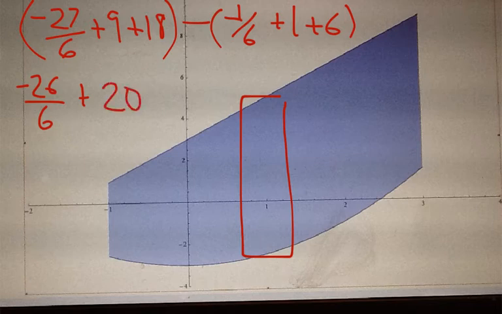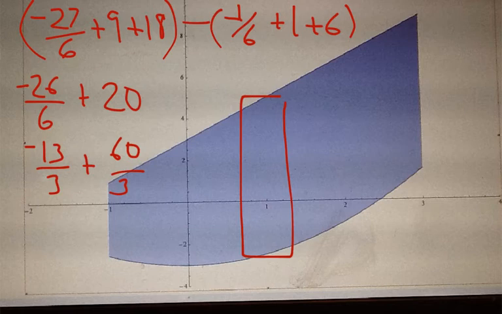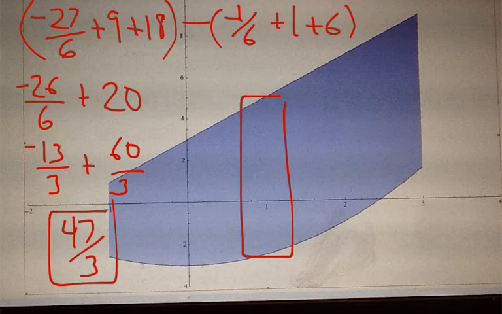And then we get 27 minus 7, which is 20. And then this is minus 13/3 plus 60/3. And so 47. So it looks like we have 47/3 as our answer here. You should double check my arithmetic, make sure I didn't make any mistakes.